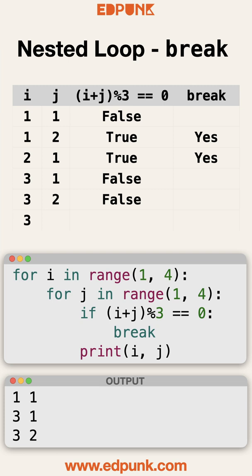Now, the next and the final iteration of the inner loop assigns the value 3 to j. As i plus j is 6, which is divisible by 3, the inner loop is terminated and no output is printed. As it is also the last iteration of the outer loop, the flow exits the loop.